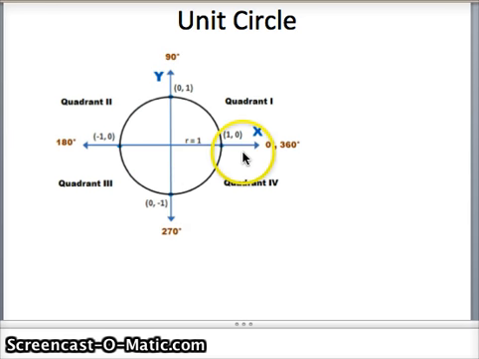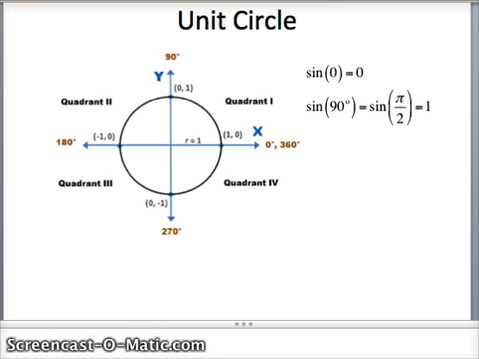So if I'm at 0 degrees, the sine has to be 0. If I'm at 90 degrees, the sine has to be 1. 180 degrees, sine has to be 0. 270 degrees, sine has to be negative 1. So indeed, sine of 0 is 0. We want to convert to radians. We saw sine of 90 is 1, but 90 is pi over 2 radians. So sine of pi over 2 radians is 1.